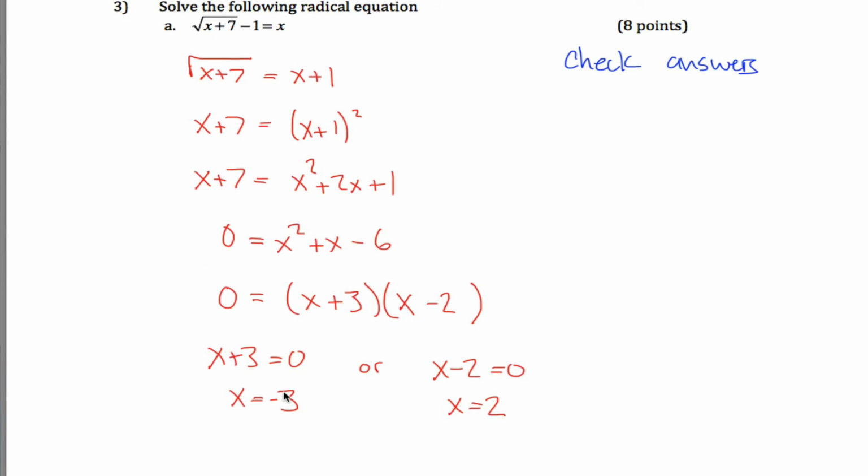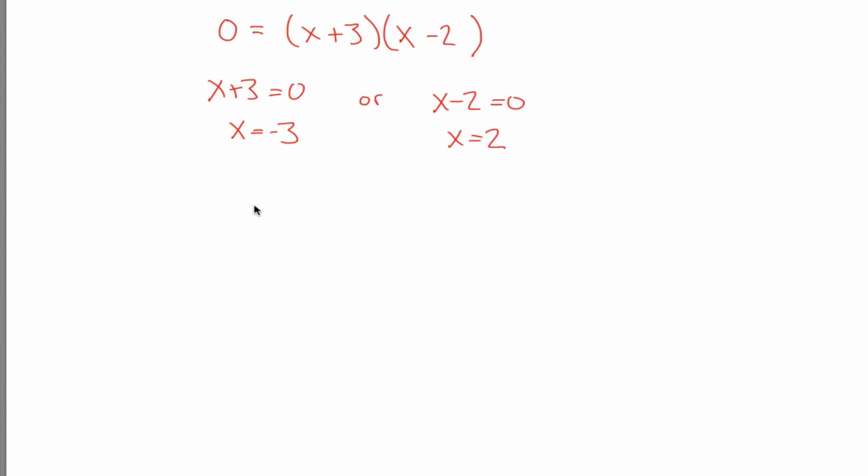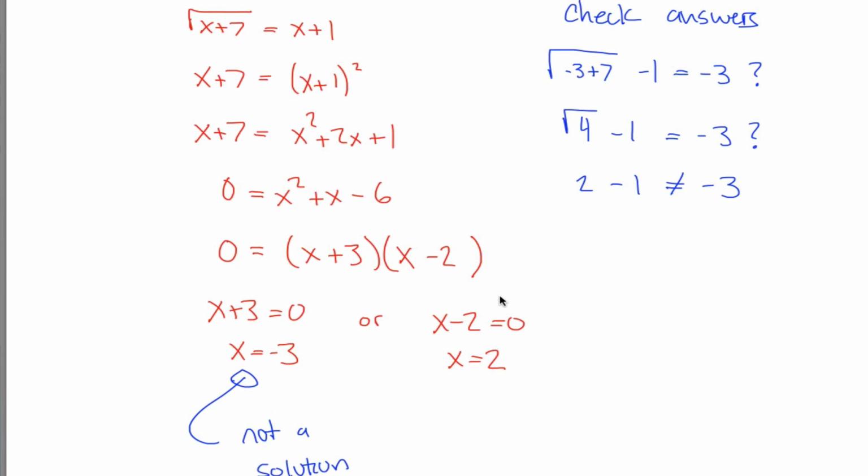What I mean by that is take your answer of negative 3 and plug it in. The square root of negative 3 plus 7 minus 1, does that really equal negative 3, question mark? Well, let's see. Negative 3 plus 7 is 4. So I have the square root of 4 minus 1. I don't think this is going to work because the square root of 4 is 2. And 2 minus 1 does not equal negative 3. What that means is negative 3 is not a solution. What about 2? So this is checking x equals negative 3.